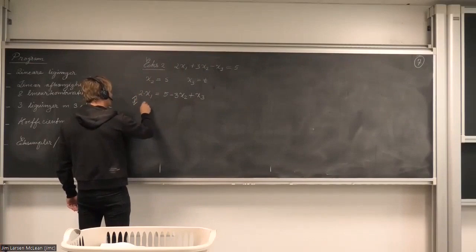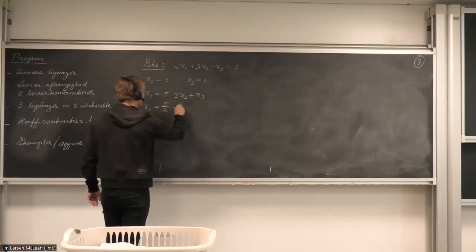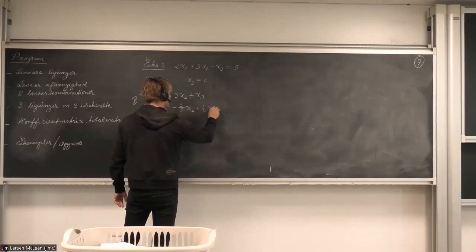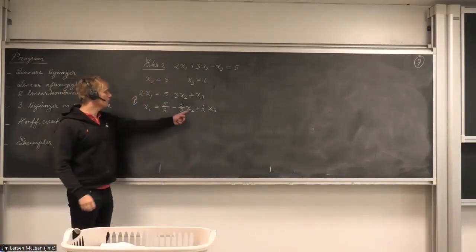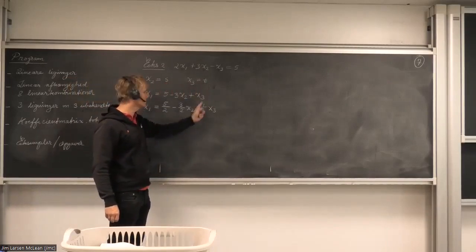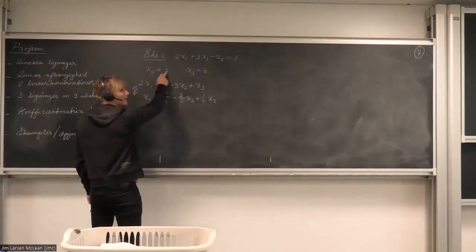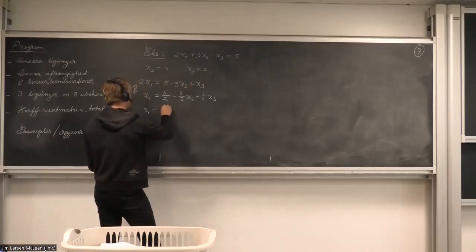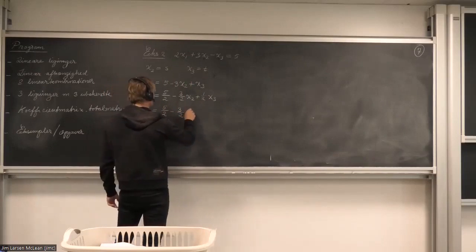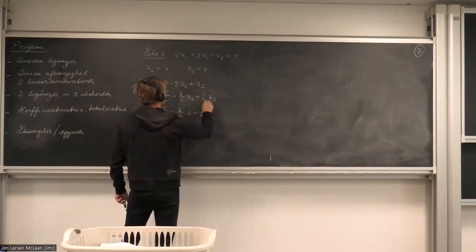I just divide by 2 to find x1. That is 5 halves minus 3 halves x2 plus 1 half x3. But x2 was exactly what I had decided to call s. And x3 was exactly what I had decided to call t. So I put it there and there. So now I'm finding x1 expressed with the 2 free parameters s and t. So it will say 5.5 minus 3.5 times x2, but that was s, and then plus half of x3, but x3 was t.